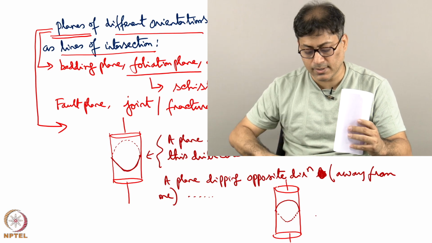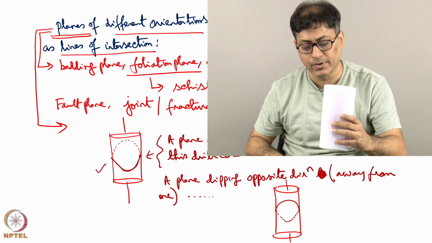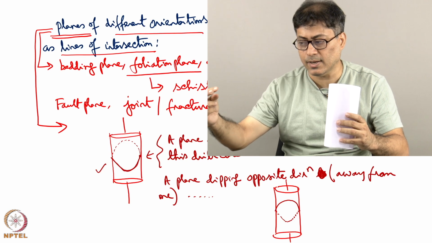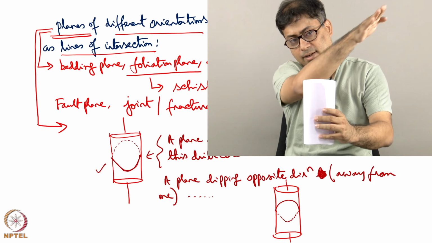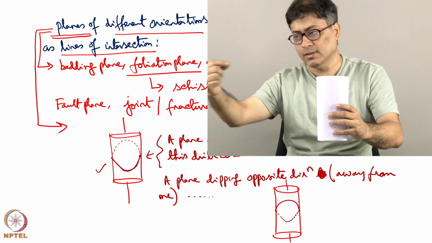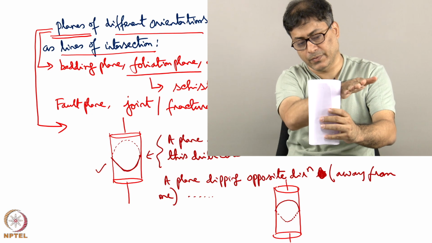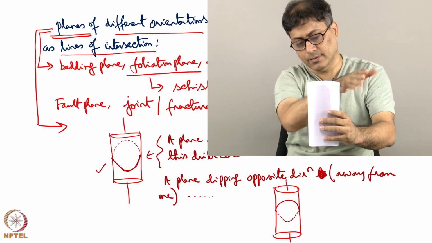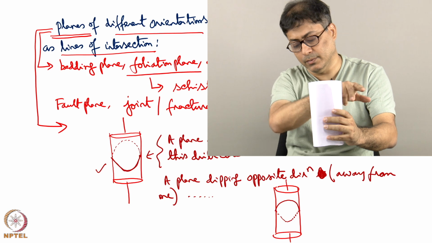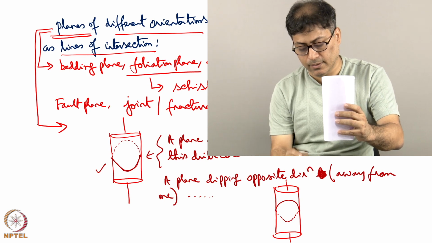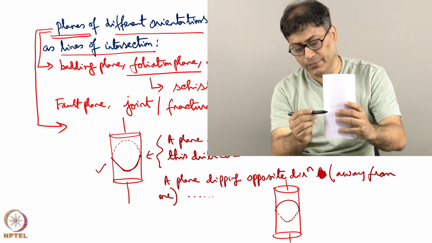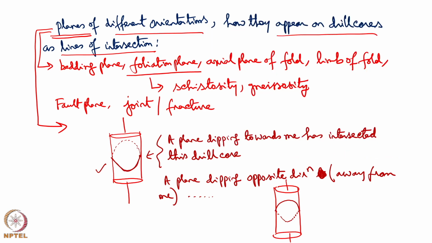And what about this diagram, the previous one? Here say you are viewing from this place, your eyes are here and a plane has cut in this way. You can see the plane is dipping towards your vision, your direction. So here the plane cuts the cylinder, the dotted line will be given, which is given over here, and here the solid line will be drawn. So in this way we have understood how a plane dipping towards me or dipping away from me will look like in a drill core.